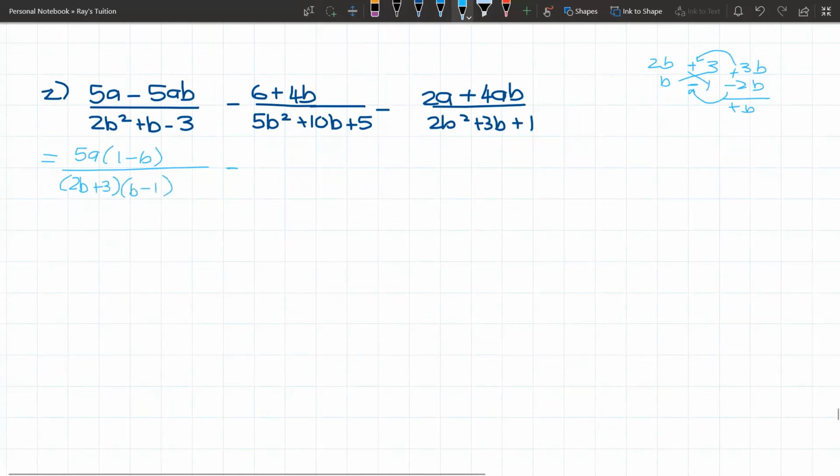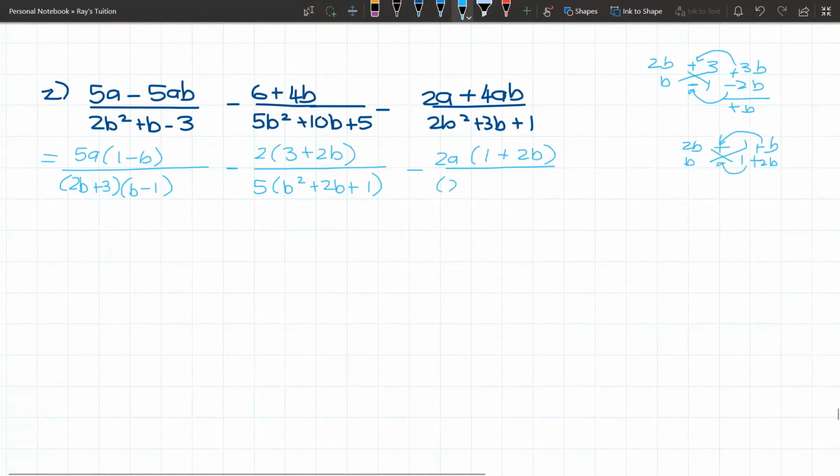And that's that factorized. Minus, okay, I'm going to factorize the 2 out of the numerator over here. So we have 3 plus 2b. And in the denominator, I'm going to factorize a 5 out. So I'm going to have 5, and it's going to become b squared plus 2b plus 1. Minus, and here I'm going to take out a 2a. I'm going to be left with 1 plus 2b all over, and then here we have to factorize the factors of 2b squared, 1, so that's b, that's 2b, with the plus 3, so both of those should be plus. So our factors here should be 2b plus 1 and b plus 1.